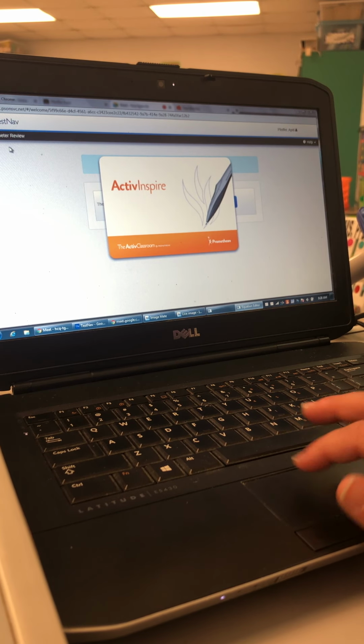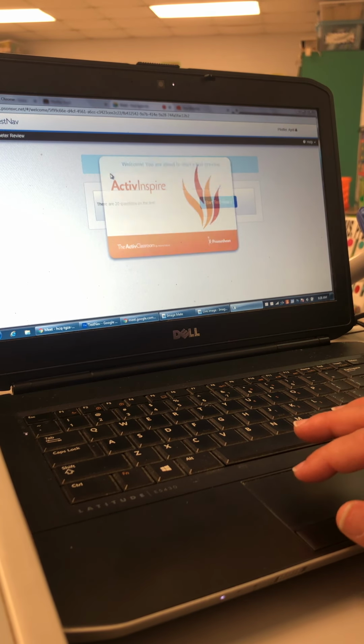It says review. It says area and perimeter review.